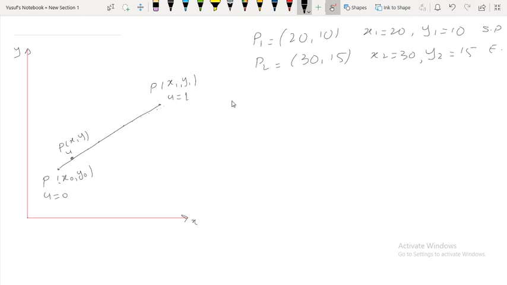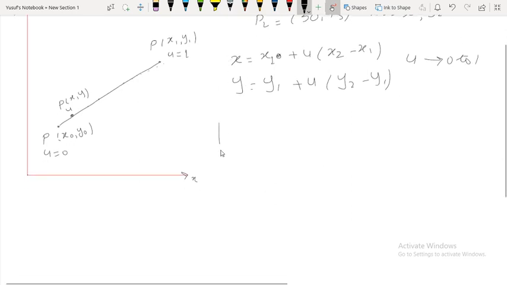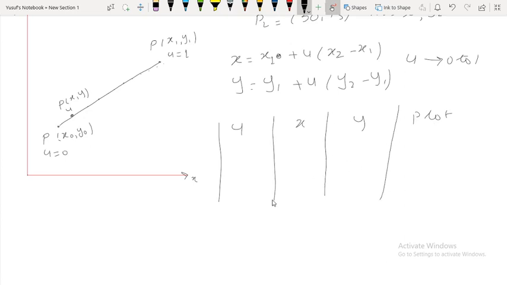So you have to use this equation: x is equal to x1 plus u into (x2 minus x1), and y is equal to y1 plus u into (y2 minus y1). In that case you have to vary the parameter u from 0 to 1. For that you have to make one simple table with the columns u, x, y, and plot.